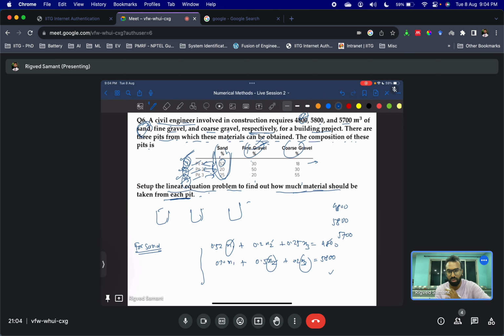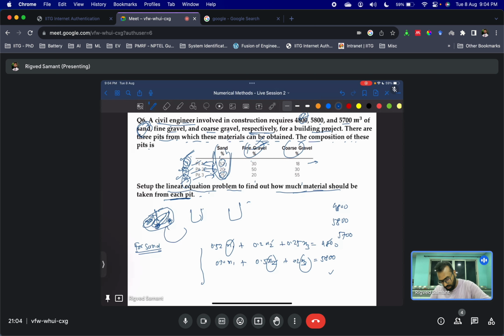If I want to take 4,800 meter cube of sand and have pit 1, pit 2, pit 3, in each pit there is 52% sand left, 20% sand left, and 25% sand left. Pit means it's a storage area, a high storage area. There is some 52% sand, 20%, 50%, 25%.